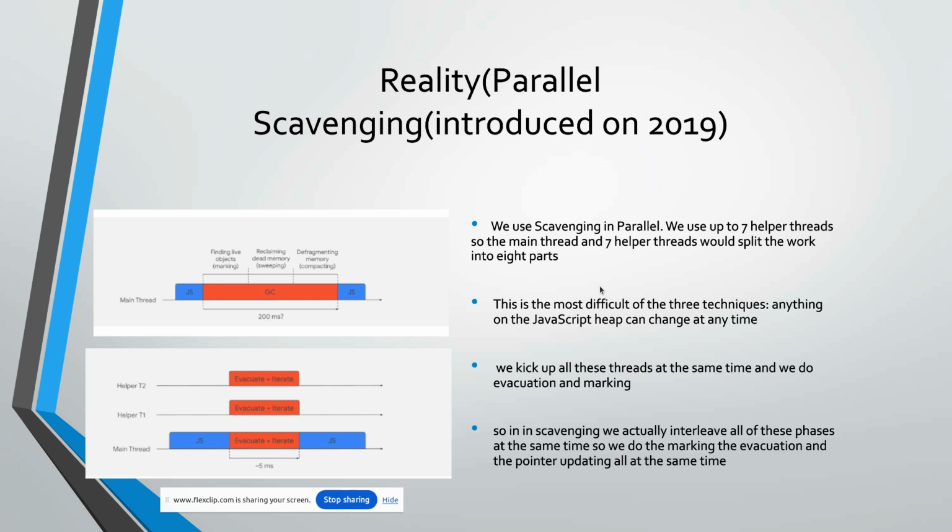The most difficult is the concurrent technique because anything in the JavaScript heap can change at any time. So we kick off all these threads at the same time and we do marking. In the scavenging, we actually interleave these phases, and at the same time we do marking, evacuating, and pointer updating. That means each goes through independently and doesn't affect the others' evacuation and pointer updates.